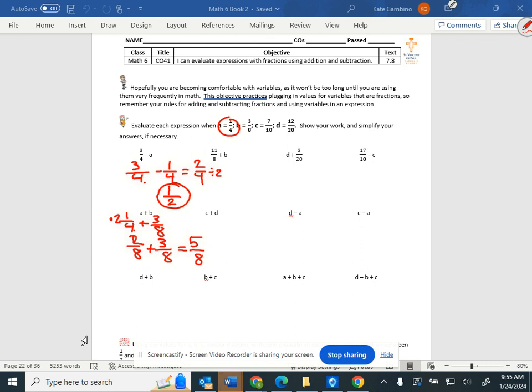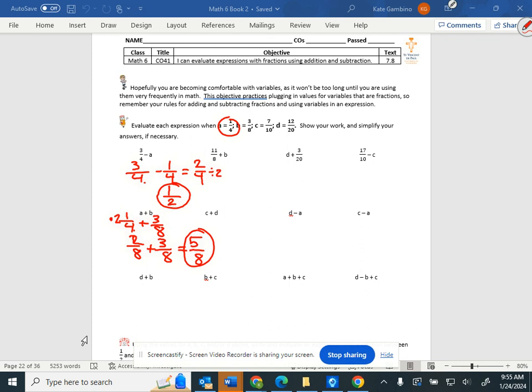Am I done? Yes. Are you sure? How do you know I'm done? Because we can't simplify it. There's nothing I can divide out of the 5 that I can also divide out of an 8. So that is my final answer. Circle your final answers so you know which one is your final simplified answer. It will be much easier on the test as I'm correcting it if you circle your final answer.